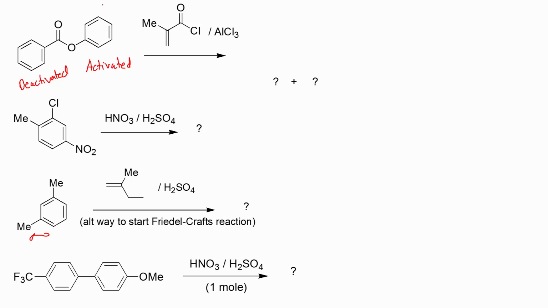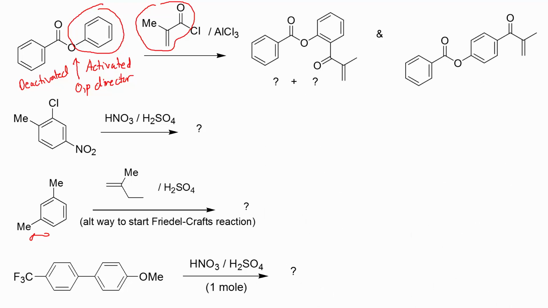Okay, our reaction is going to occur in this ring right here. This is the Friedel-Crafts acylation, so we're going to add this unit onto the ring. This group here is an ortho-para director. So we're going to add ortho or para to that group right there. Okay, so our 2 products are these 2 products right here, where we have the acylation, either ortho or para to the oxygen group. Okay, so this one is ortho, and this one right here is para.